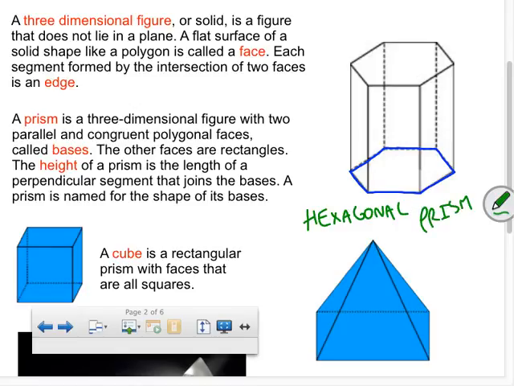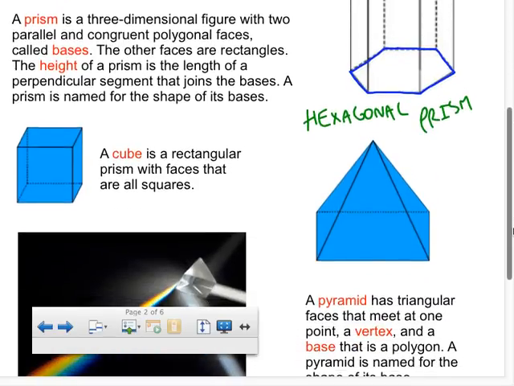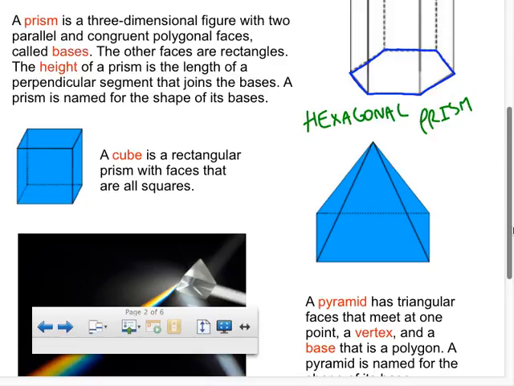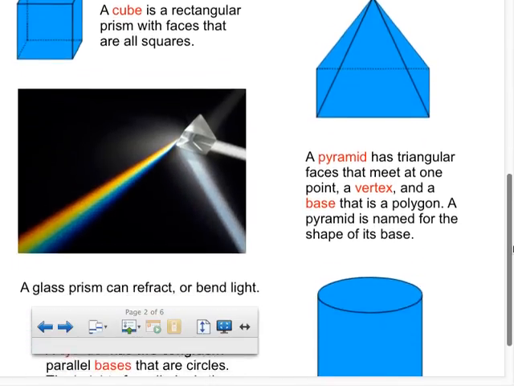Do you see how the prism is named based upon the bases? Are we good? Okay, so you have to know what those shapes are in order to name the prism. The sides of the prism are always going to be rectangles. Now, if you have a rectangular prism where all the sides are squares, it's not called a rectangular prism anymore. It's called a what? A cube. So a cube is a specific type of rectangular prism where all the faces are squares. Are we good?